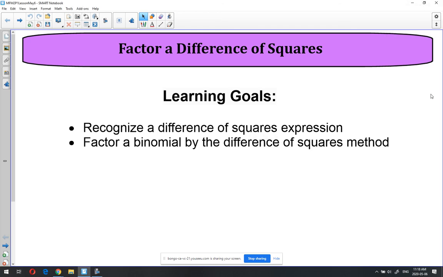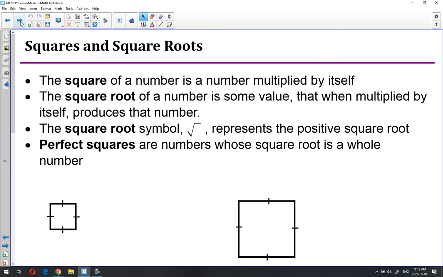Okay, so our lesson for today is how to factor a difference of squares. In this lesson, we're going to learn how to recognize a difference of squares expression. And then once we know what a difference of squares expression is, we're going to learn how to factor a binomial that is a difference of squares using that method. Okay, so let's have a look.